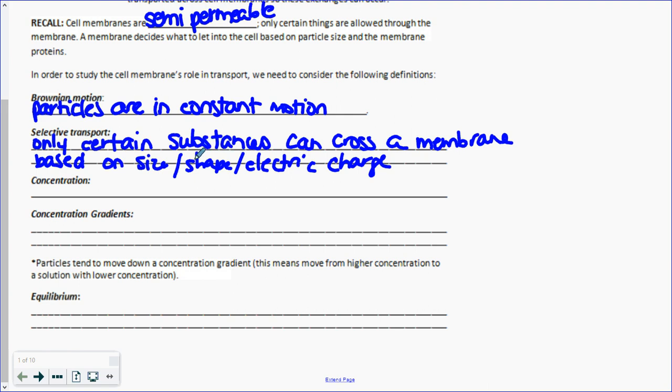Concentration. So it's not just staring at something really hard. What concentration is talking about in terms of biology, and in chemistry I guess, describes the amount of solute in a solution.